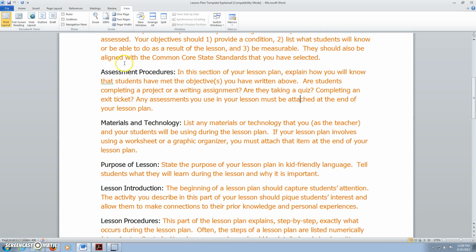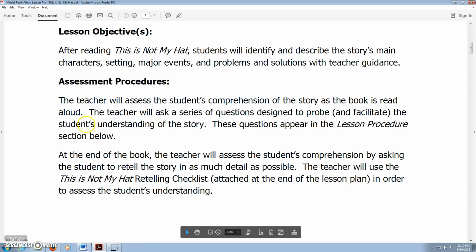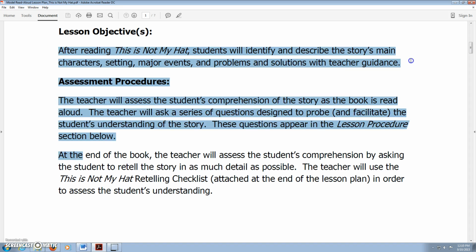All right, then you write your assessment procedures. This part of your lesson plan explains how you, as the teacher, will know that students have met the objectives that you have specified above. Assessments might include things like quizzes, or it could be a discussion. You might assess students on how they respond in a discussion. Maybe they're just doing something like an exit ticket in class. An assessment can take a lot of different forms. But what's important is that you specify how you as a teacher are going to assess how students have met your objective.